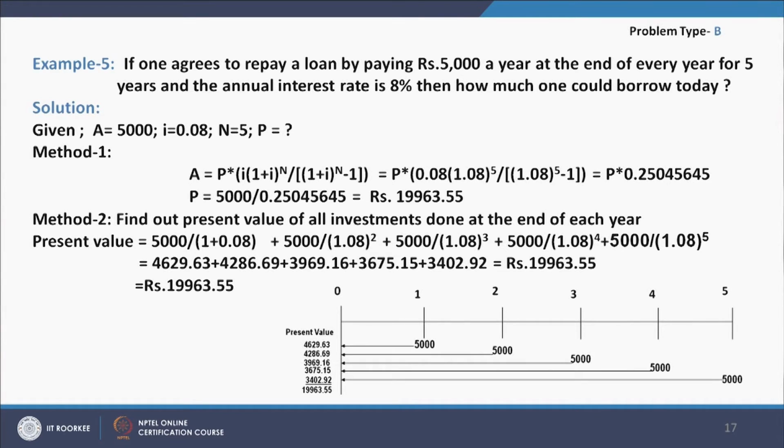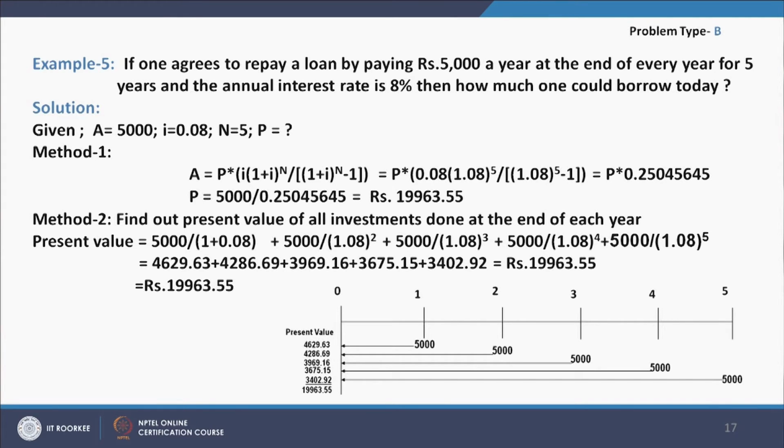This is example 5. If one agrees to repay a loan by paying rupees 5,000 a year at the end of every year for 5 years and the annual interest rate is 8%, then how much could one borrow today? Now, if we analyze this, what is given? The value of A is given, that is the annuity, which is 5,000. The interest rate I is given, which is 0.08, that is 8%, and n, the number of years, is 5, and we have to calculate the value of P.